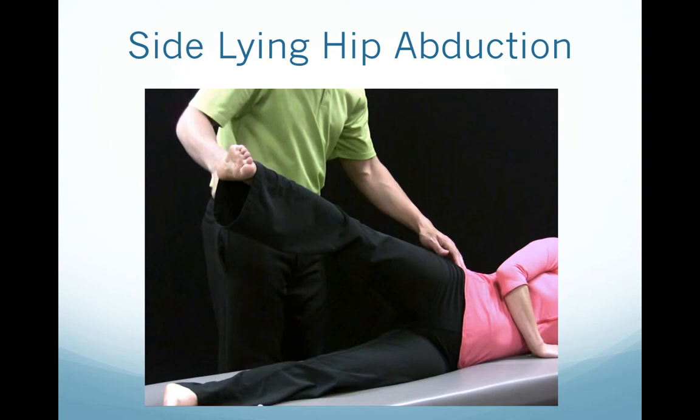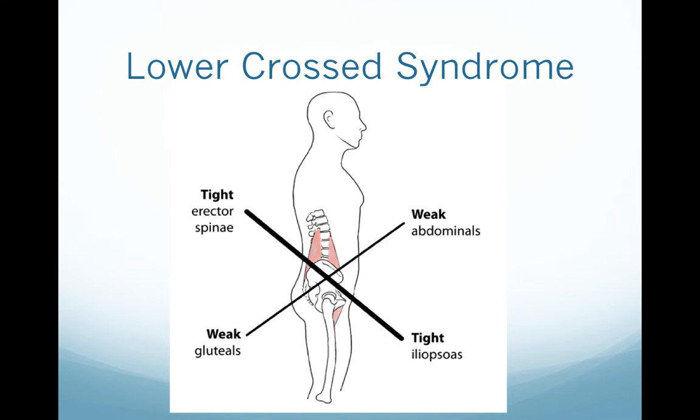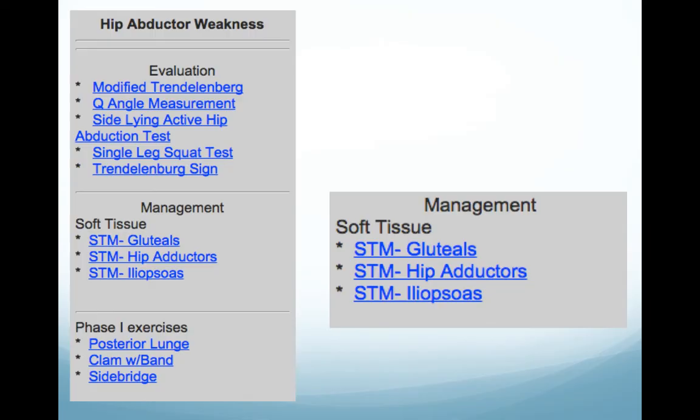Hip abductor weakness is often part of a larger problem, what we had talked about before, being lower cross syndrome, where hip abductor weakness is combined with weakness of the abdominals, along with tightness or hypertonicity in the antagonists. And so when we're assessing, we want to make sure that we don't miss a bigger piece of the picture. So once we find it, what do we do?